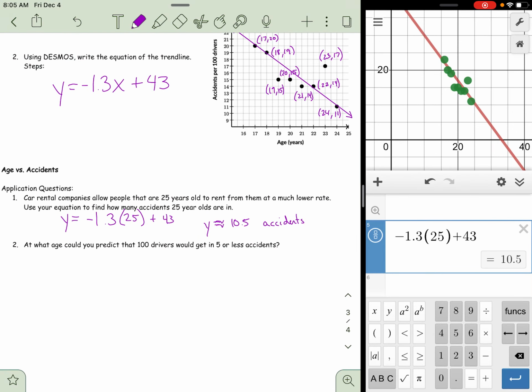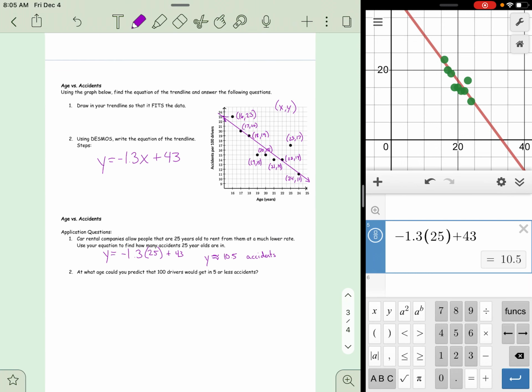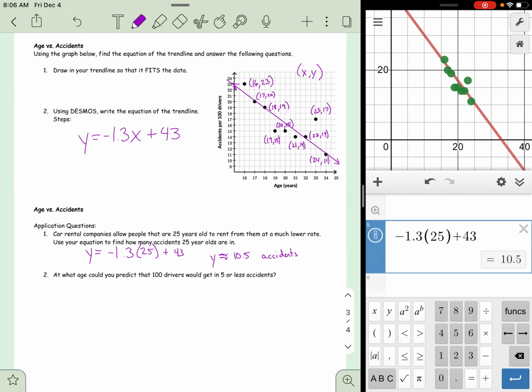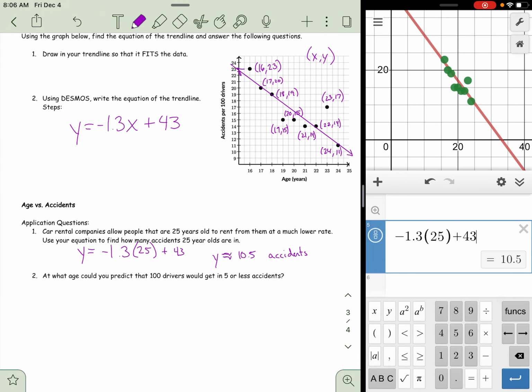Well, it doesn't really say per year. Just 10.5 accidents, I think, over their time period. At what age could you predict that 100 drivers will get in 5 or less accidents? At what age would you predict that 100 drivers will get in 5 or less accidents?